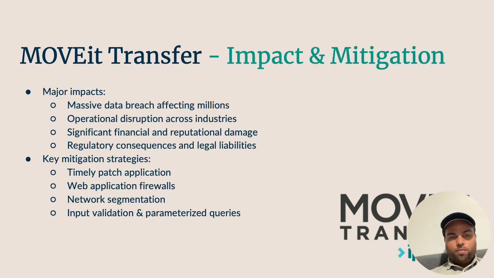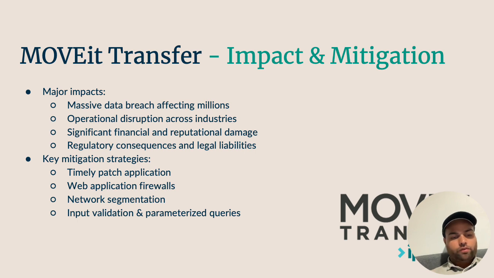The next topic is impact and mitigation. The impact of this breach extended far beyond the immediate data theft. Organizations experienced significant operational disruption, regulatory, security and reputational damage, and many were forced to take critical systems offline during investigation and remediation. Several mitigation strategies could have prevented or significantly reduced the impact, and timely application of the emergency patch would have closed the vulnerability window.